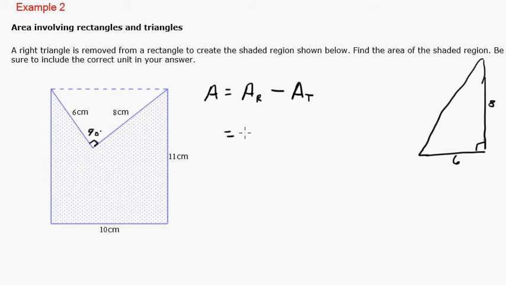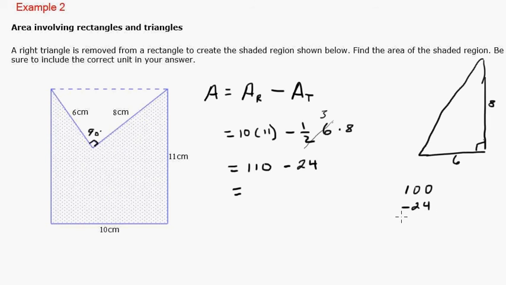So the area of the rectangle is just 10 times 11 minus 1/2 the base of this triangle, 6, times the height of 8. So this is 110. 10 times 11 is 110. Half of 6 is 3, right? 3 times 8 is, if I recall, it should be 24.